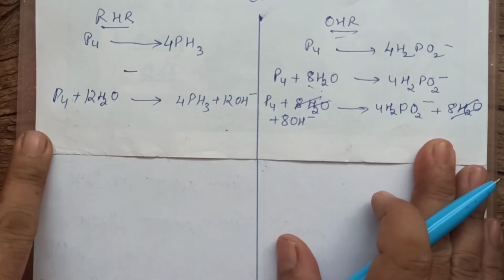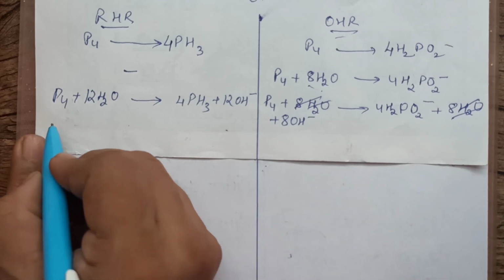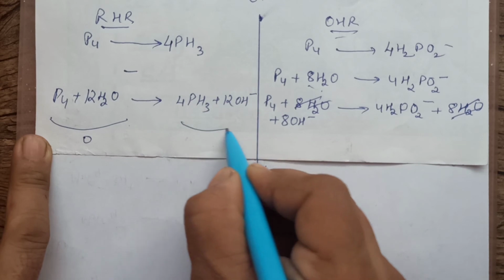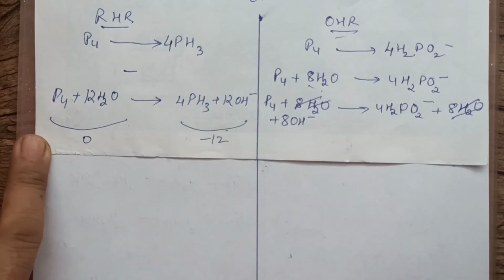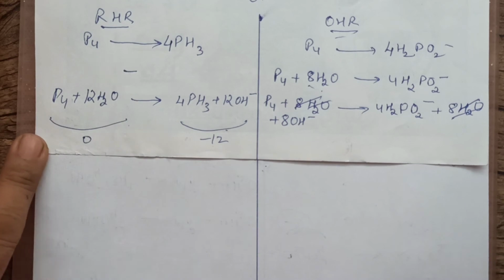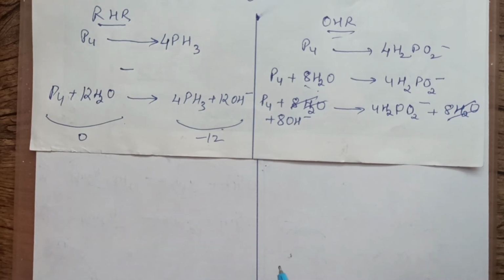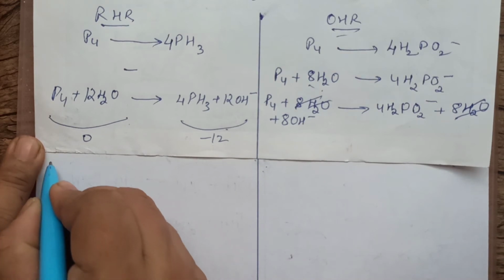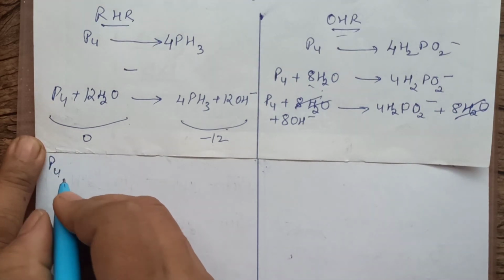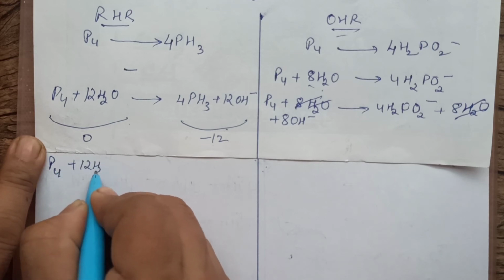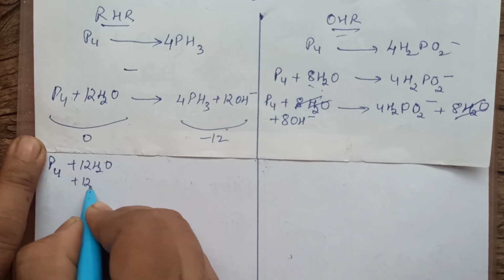Clear? Now, we will check for the charges. How many charges on the left hand side? 0. Right hand side, minus 12. 12 less on the left hand side. And moreover, this is reduction. Reduction means gain of electron. So I will write 12 electrons on the left hand side. So this is P4 plus 12 H2O plus 12 electrons.